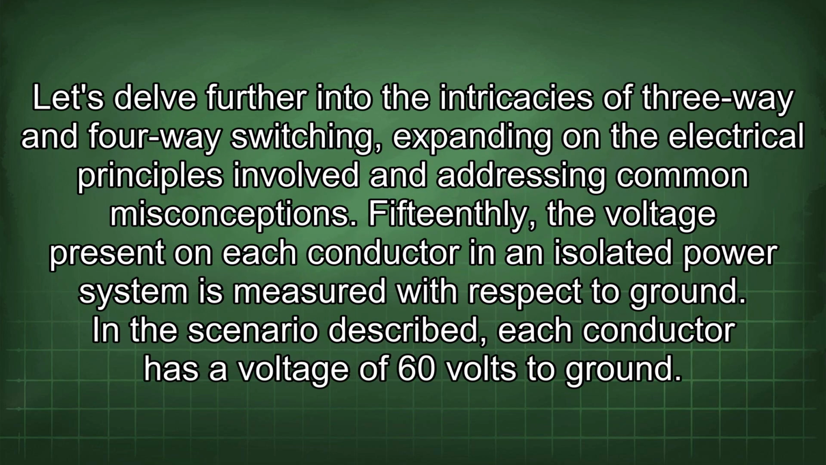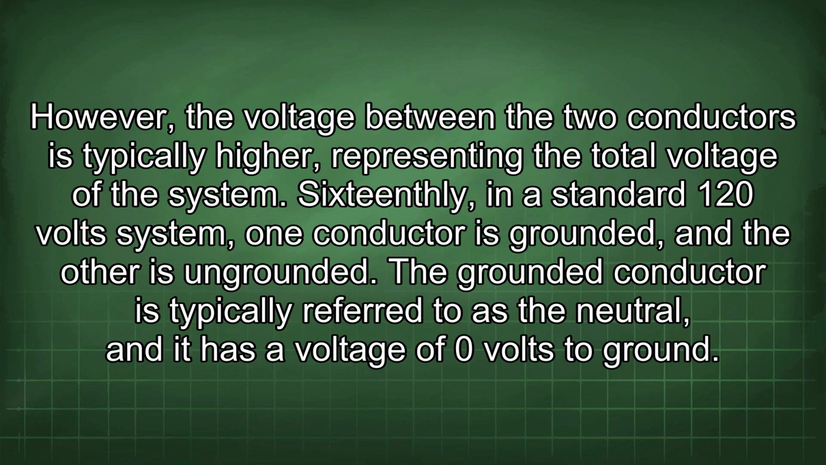Let's delve further into the intricacies of 3-way and 4-way switching, expanding on the electrical principles involved and addressing common misconceptions. 15thly, the voltage present on each conductor in an isolated power system is measured with respect to ground. In the scenario described, each conductor has a voltage of 60 volts to ground. However, the voltage between the 2 conductors is typically higher, representing the total voltage of the system.